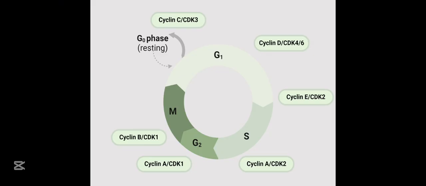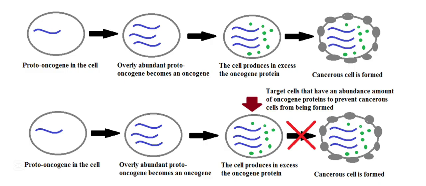So what happens if this control system breaks down? That's when you get things like cancer. Mutations in genes that control the cell cycle can be really bad news. Proto-oncogenes, these are normal genes that promote cell division. Think of them like the gas pedal. But if one mutates, it can become an oncogene. An oncogene. And this oncogene can be stuck on, leading to uncontrolled cell division.